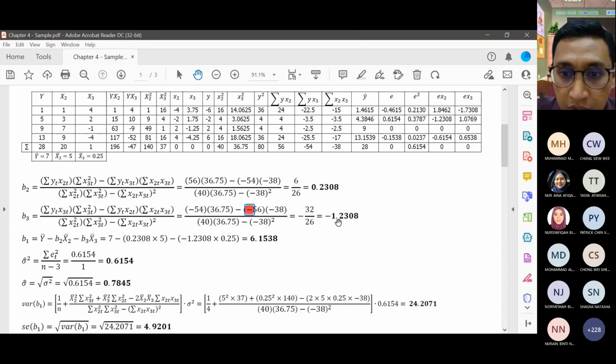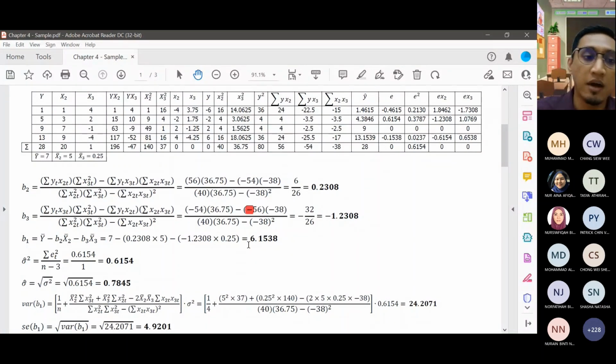So here we have negative 32 over 26 equal to negative 1.2308. Okay. And then once we have calculated B2 and B3, it will be easy for us to determine B1, because we know that B1 is equal to the mean value of y minus B2 times mean x2 minus B3 times mean x3. So here we have mean y, which is 7, minus B2 times mean x2. So 0.2308 times its mean, which is 5, and then minus negative 1.2308 times 0.25, its mean value. Okay, we have thus 6.1538.